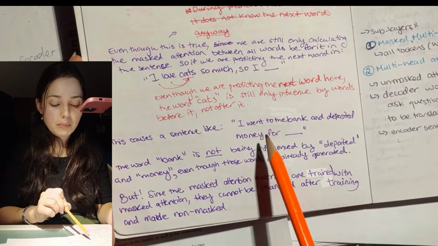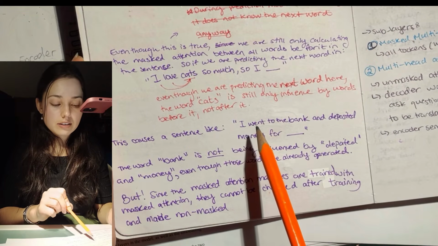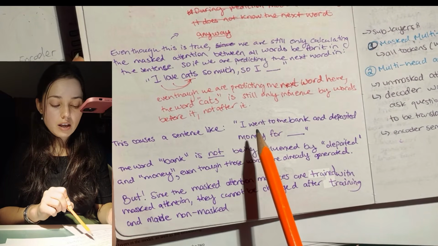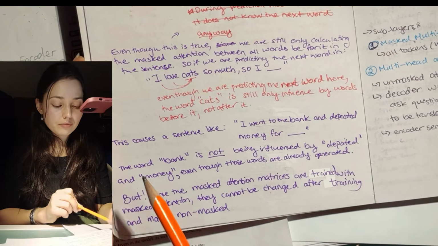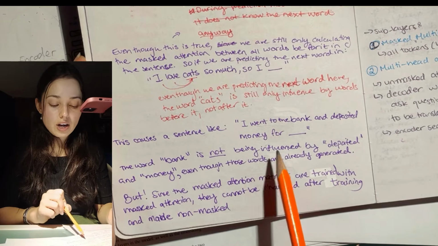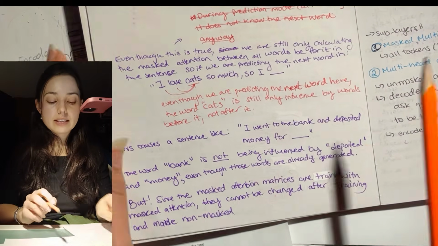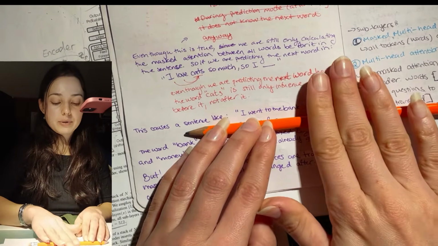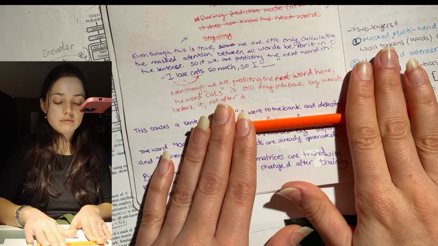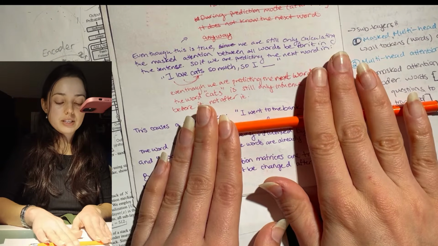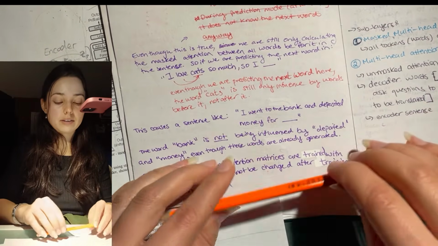For example, what about the sentence, I went to the bank and deposited money. The word bank is not being influenced by deposited or money. So in this case, if it's predicting the word bank, it won't know about deposited and money, okay?